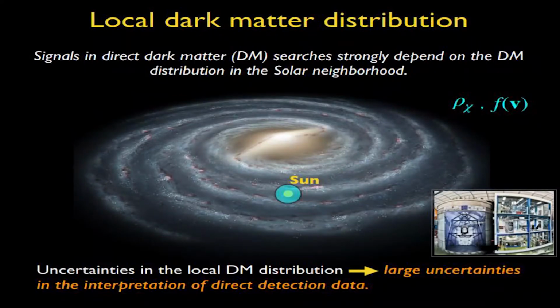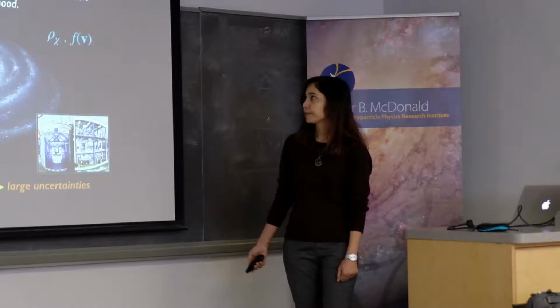And more specifically, the local dark matter density and the local dark matter velocity distribution in the neighborhood of the sun are important inputs, whatever uncertainty there are in these different distributions would translate to also large uncertainties when one wants to interpret the data of direct detection experiments.